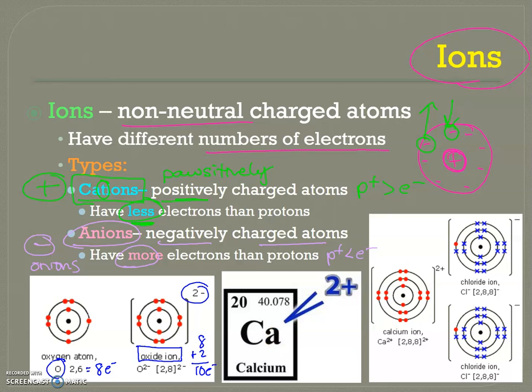Calcium makes a 2 plus ion. Calcium is number 20 on the periodic table, so if it has 20 protons but is a 2 plus, that means it has 18 electrons. Okay, so that's how we end up getting all of those to form.